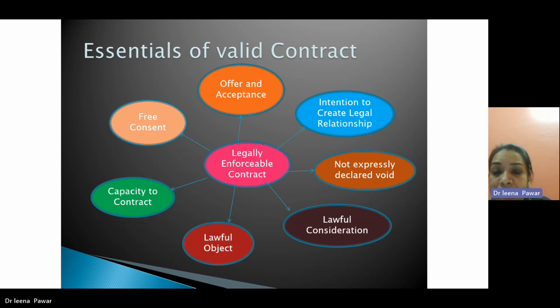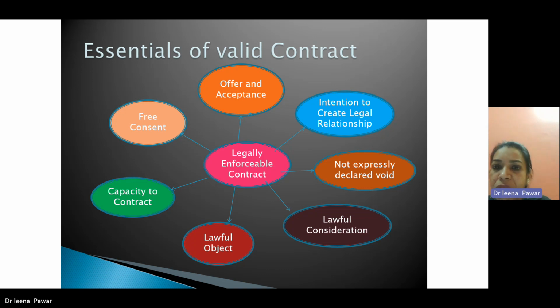It should not be unlawful. It should not be such which is forbidden by the law. It should not involve any injury to a person. Like you can't enter into a contract for murder. Such an object is unlawful, forbidden by the law. You can't enter into a contract for a fraudulent purpose.